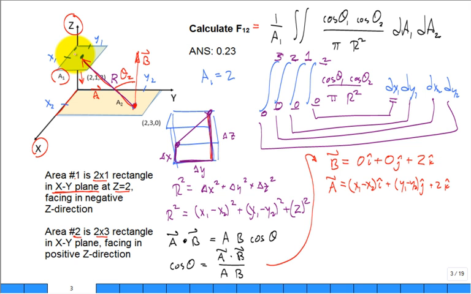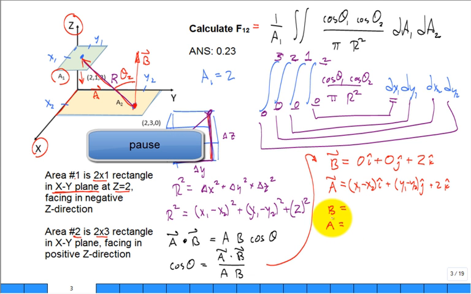Okay. Now that I have those, you have to be able to get the magnitude of B. Let's do that one. What's the magnitude of B? And then the magnitude of A. What's the magnitude? I'm going to pause. I'm going to walk around. Give me the magnitude of B and the magnitude of A.